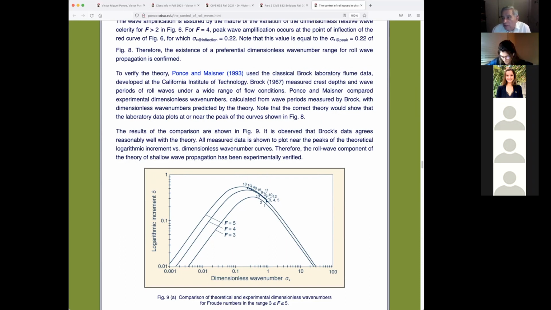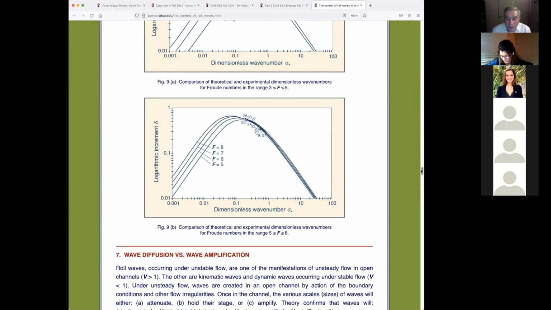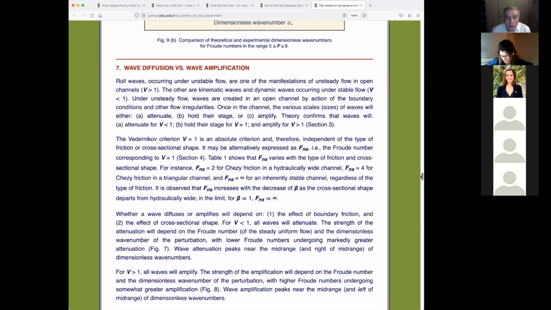Nothing's perfect in this world. Close enough. I mean, if it was going to deviate, it would have been right over here. And if my points had been down over here, I would have said I messed up or Brock messed up. Somebody messed up. It doesn't match, but it does match. I think you will agree with me that it does match. Wave diffusion versus wave amplification.